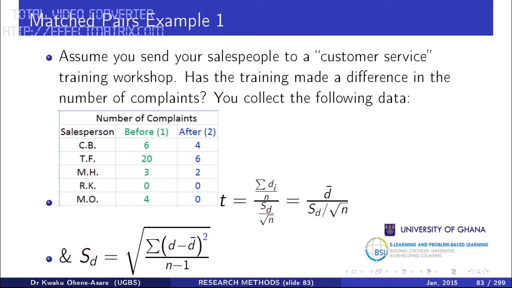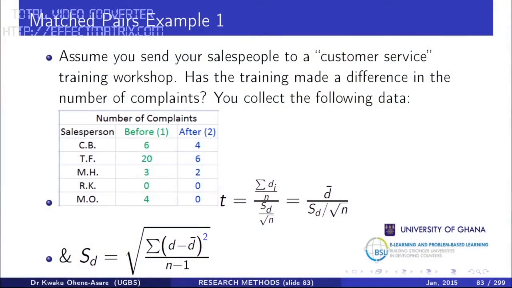Now, how would you know whether the training had made a difference? How would you know, using the number of complaints, whether the training made a difference on any person? The difference between the number of complaints before and after the training. What would you expect? You expect that after the training, the number of complaints will reduce. Exactly. So if the number of complaints is smaller, then it means that the guy had benefited from the training exercise.